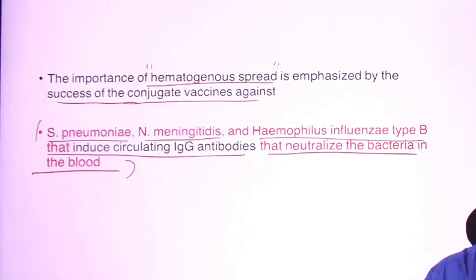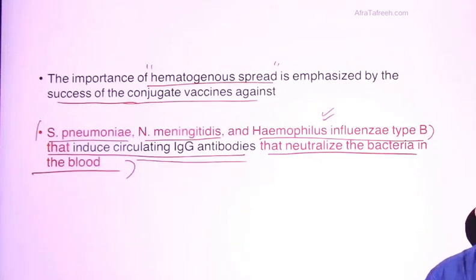Because what they have seen, when they have given the vaccination against the pneumo, against the meningo, against the Haemophilus influenzae type B, is that that particular person is having IgG antibodies within, and those IgG antibodies neutralize the bacteria in the blood. So this shows, and they do not develop any meningitis. This shows that the main route of spread is hematogenous.